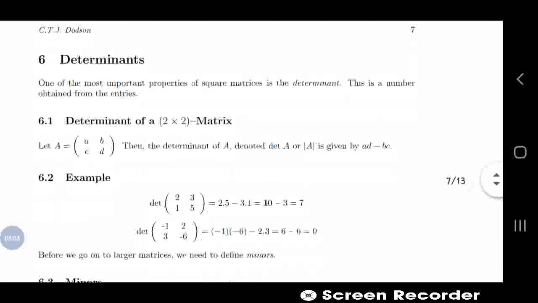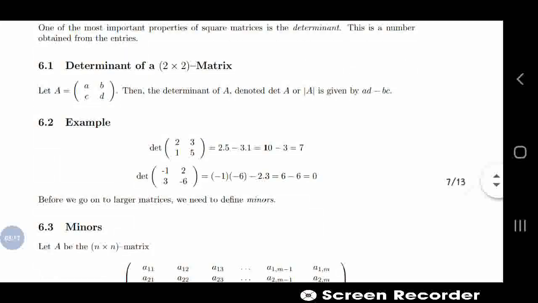Next, determinants. One of the most important properties of a square matrix is the determinant. This is the number that we obtain from the entries of the matrix. So the determinant of a 2 by 2 matrix: let A be a, b, c, d. Let us take one example of how to find the determinant. The determinant of 2 3, 1 5 is 2.5 minus 3.1, which is 10 minus 3, so therefore it will be equal to 7.